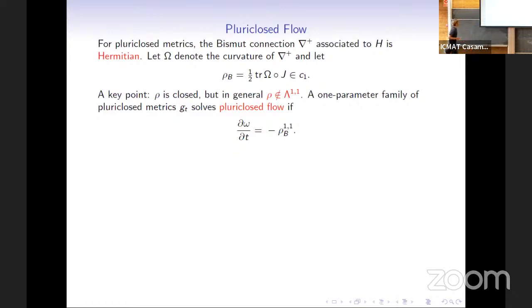So we can just write down the pluriclosed flow in a very ad hoc way. This is, of course, how we first understood it. In fact, it was even more ad hoc than this. But we can just evolve the pluriclosed Kähler form by minus rho B 1,1.